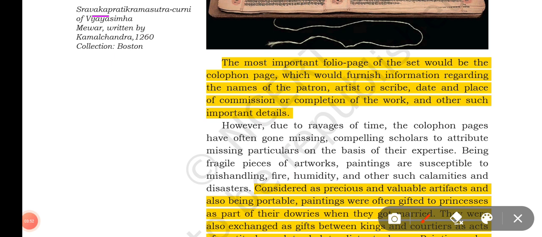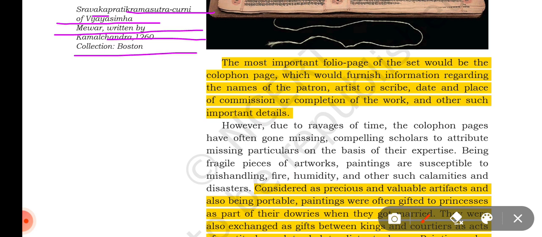Kalpasutra, Vijaysimha. Written by Kamalachandra, 1216, collection, Boston.